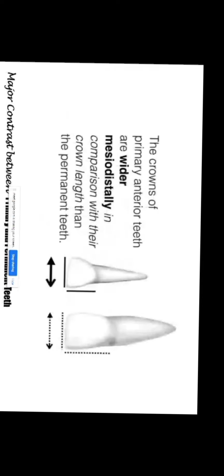The crowns of primary anterior teeth are wider mesiodistally in comparison with their crown length than the permanent teeth. This is self-explanatory. They are wider in comparison with their crown length. Again, they are wider than they are tall. That's why they are wider mesiodistally than their inciso-cervical length.